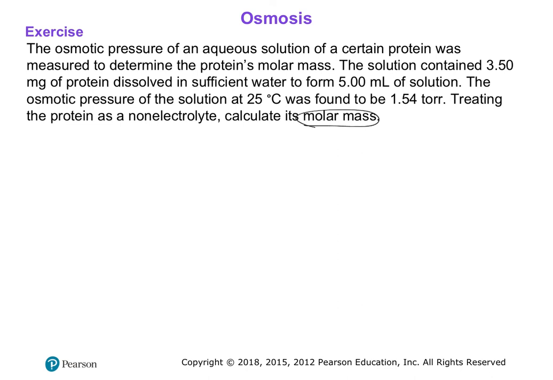So the osmotic pressure of an aqueous solution of a protein was measured to determine the protein's molar mass. The solution contains 3.5 milligrams of the protein dissolved in enough water to form 5 milliliters of solution. The osmotic pressure of the solution at 25 is found to be 1.54 torr, treating the protein as a non-electrolyte, so i equals 1, calculate its molar mass. Okay, so we have a lot of info, but we know we're using osmotic pressure, so we're going to use that equation. Pi equals iMRT.